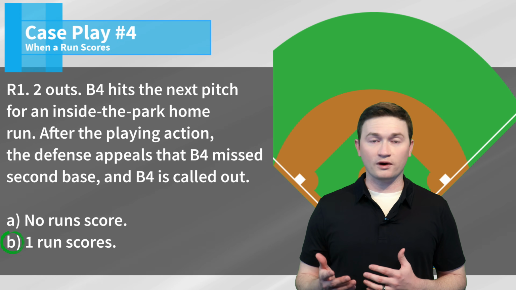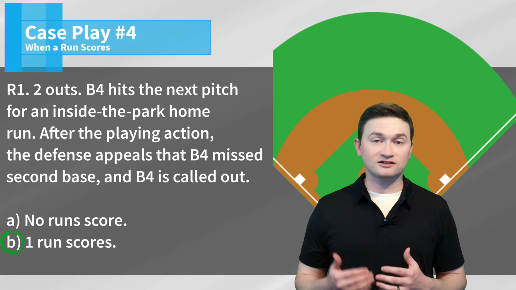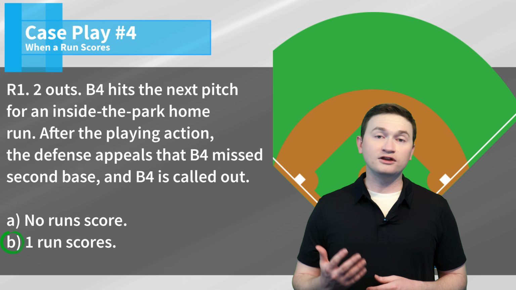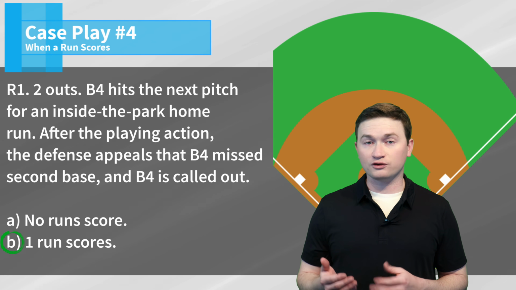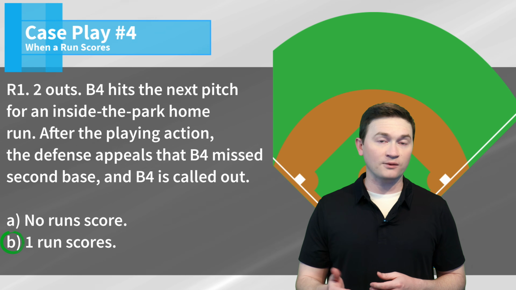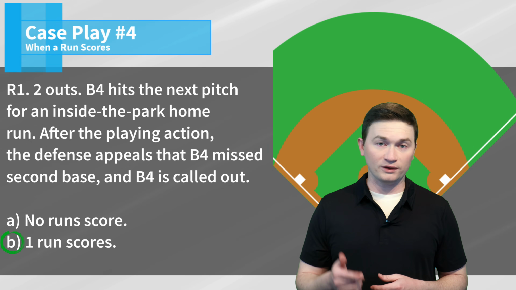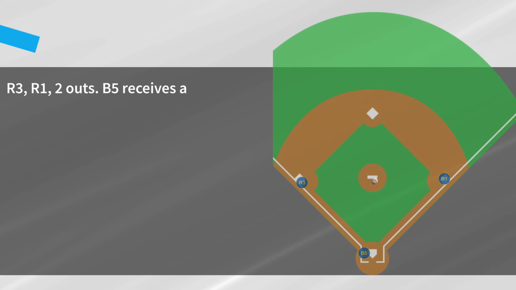1 run is going to score, and the reason for that is that this is a straight timing play. None of the 5 exceptions apply here, so because R1 crossed home before the appeal out, in that scenario, the run will score.